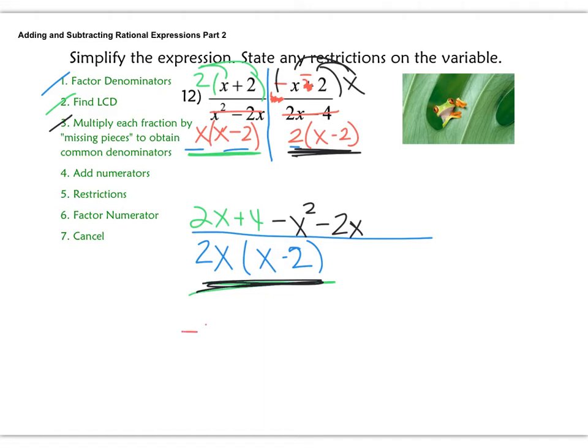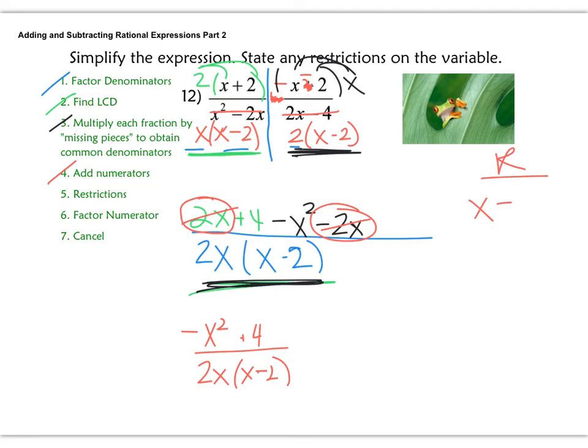So let's see, we have a negative x squared, always putting them in standard form. I have 2x minus 2x is nothing, and plus 4 over 2x, x minus 2. All right, step 5, my restrictions. X cannot equal, let's see, we're going to get a 0 and a 2 from my denominators.